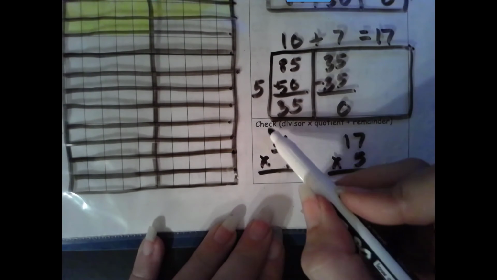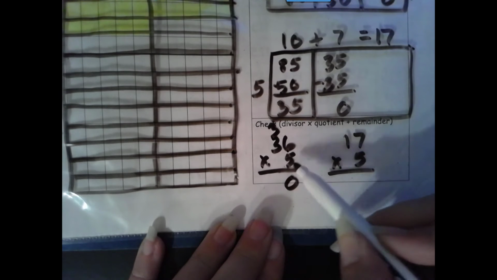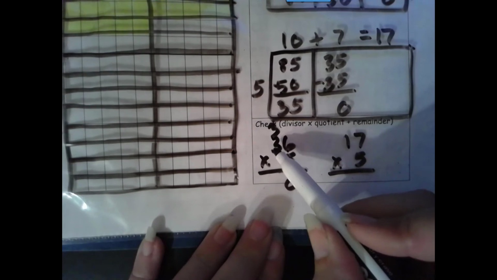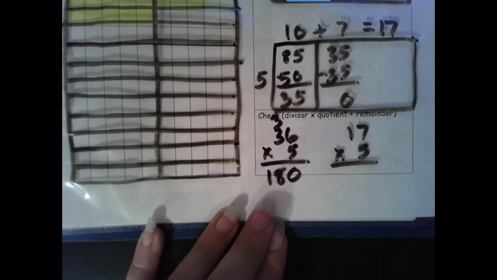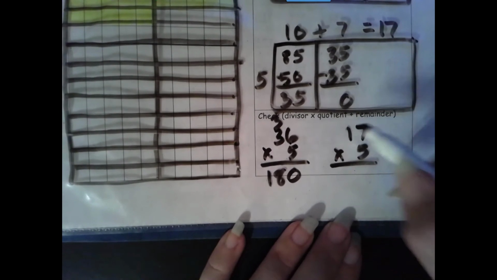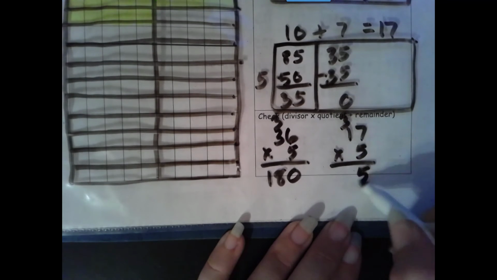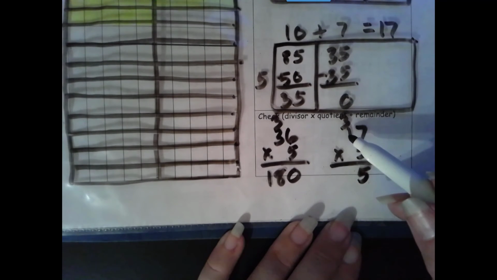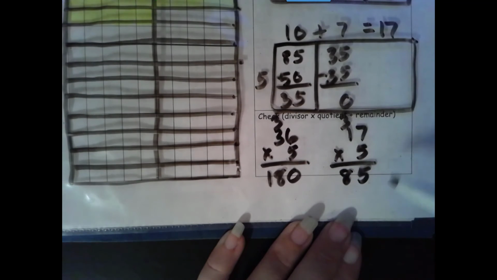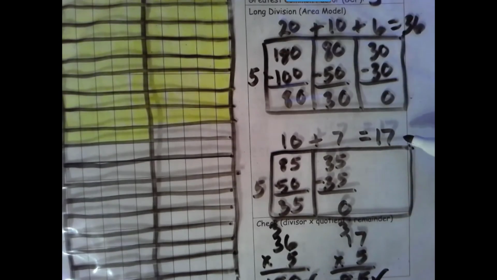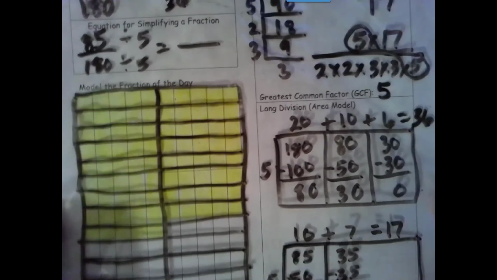5 groups of 6 is 30. 5 groups of 3 tens is 15 tens, plus 3 more tens is 18 tens. 5 groups of 7 is 35. 5 groups of 10 is 5 tens, plus 3 more tens is 8 tens. So 85, that matches our dividend here, check. 180 matches our dividend here, check. So our numerator is definitely 17, and our denominator is definitely 36.